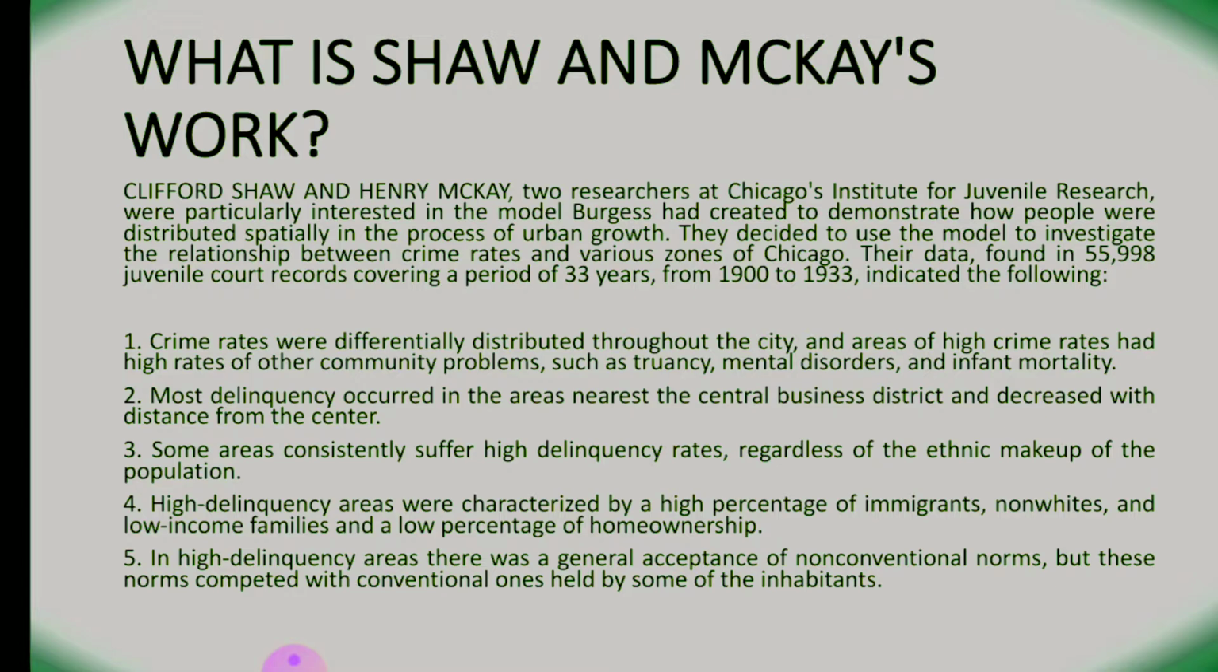Their data, found in 55,998 juvenile court records covering a period of 33 years from 1900 to 1933, indicated the following. Number 1. Crime rates were differentially distributed throughout the city, and areas of high crime rates had high rates of other community problems such as truancy, mental disorders, and infant mortality.